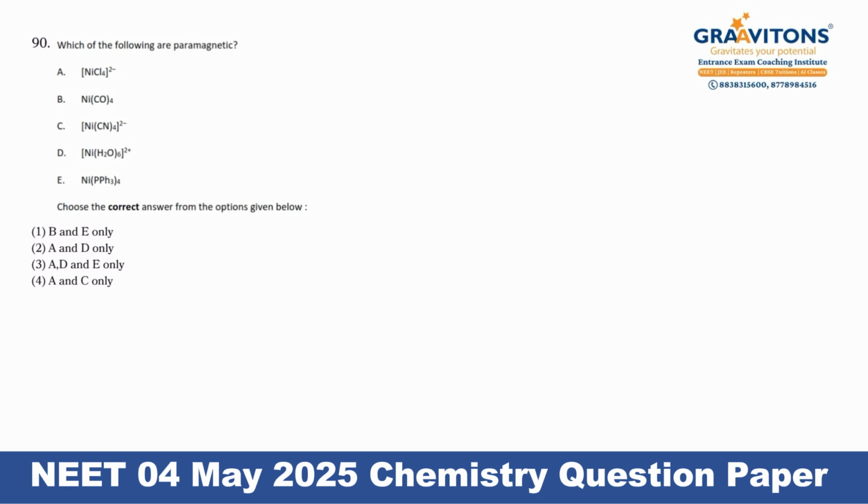90th question, which of the following are paramagnetic? So when you solve these questions, you can find the central atom and its oxidation state and how many electrons remain in each. So when you take here, nickel will exist in +2 state, and hence it will have outer electronic configuration 3d8 and 4s0. So chlorine is a weak ligand and no pairing occurs, so totally we have 2 unpaired electrons.